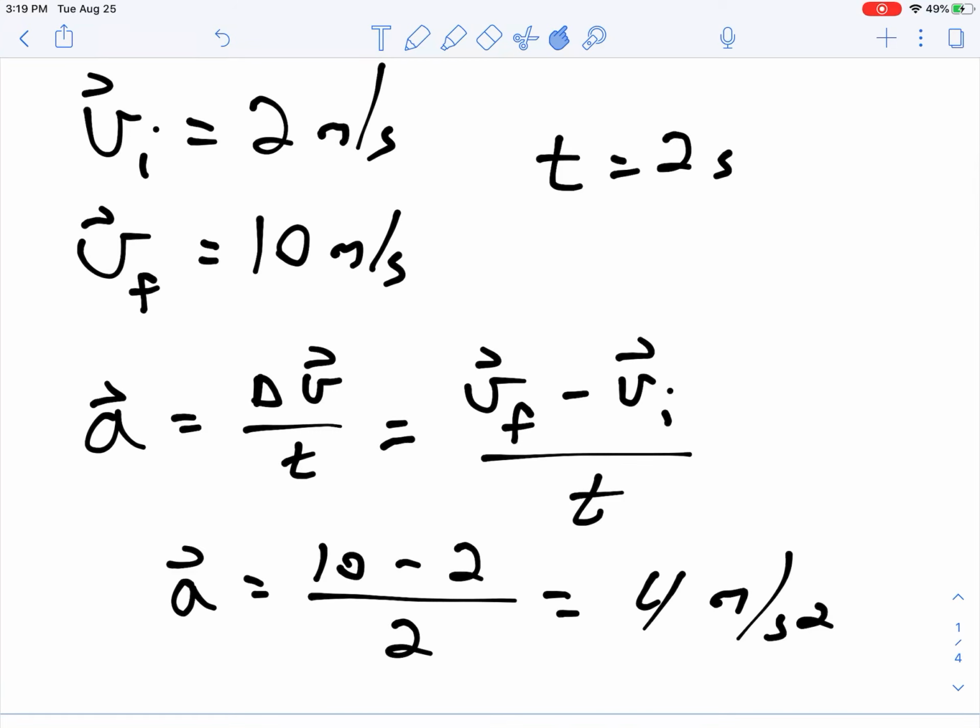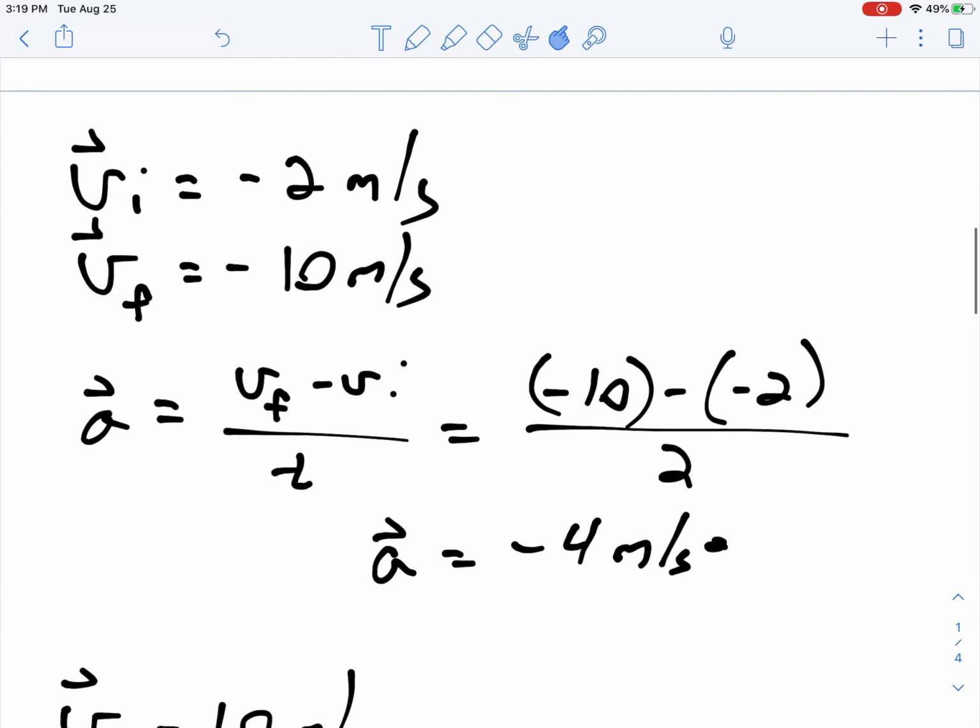In this example, we're speeding up. Velocity's positive, my acceleration's positive. That was an example of speeding up. Both of them are in the same direction.